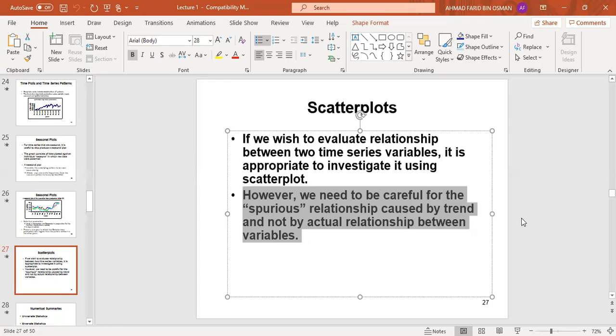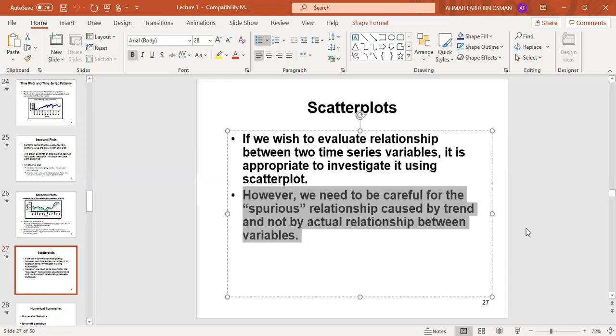So the series has an upward trend. When you produce a scatter plot between the two series, you can see that when one series increases, the other series' values also increase. So you tend to see a positive relationship between the two series, but actually there is not. There is no actual relationship between the two series, but the scatter plot shows as if there is a positive relationship because of the trend. That is why we call it a spurious relationship. So you need to be careful of spurious relationships when you produce a scatter plot for two time series.